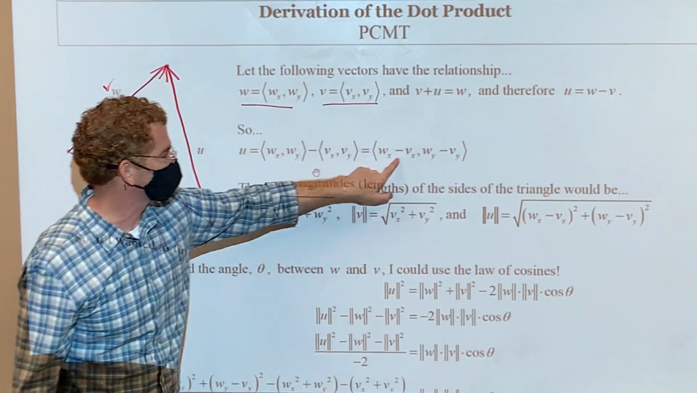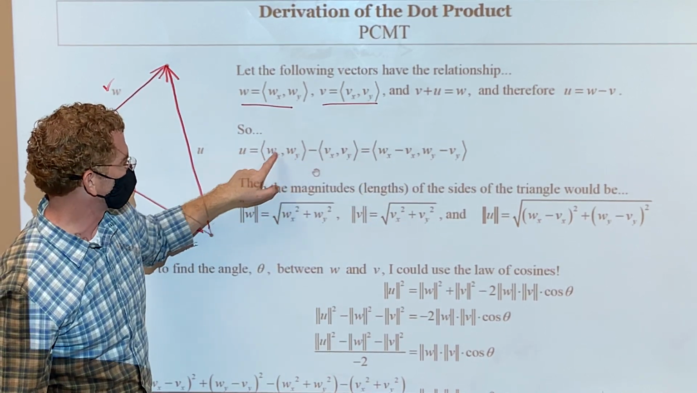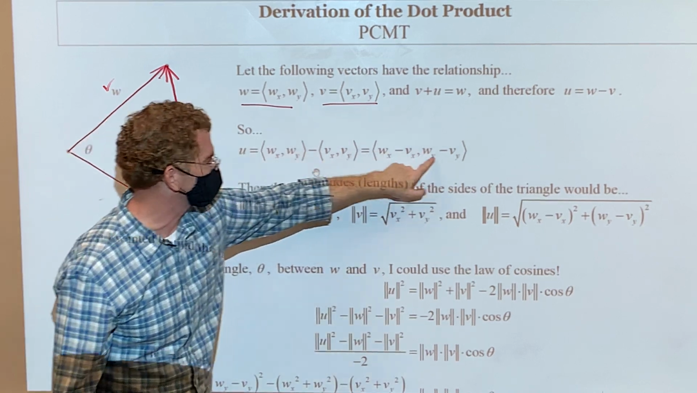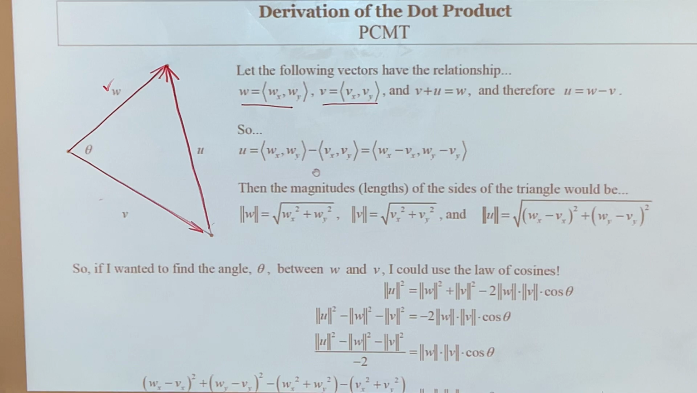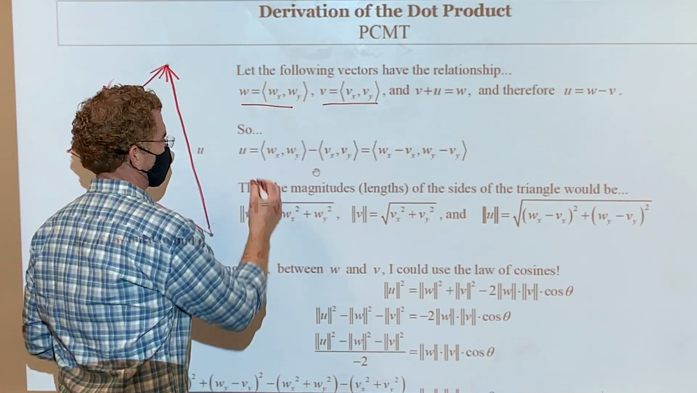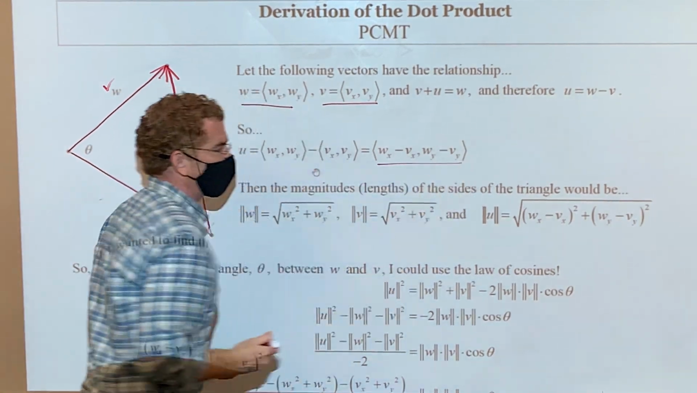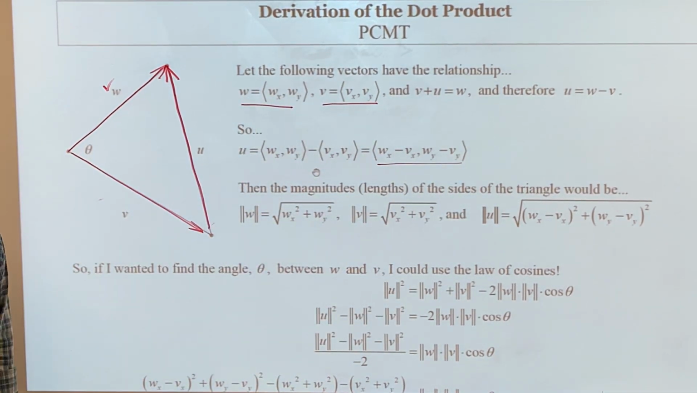X minus X, Y minus Y components, and there is my new U vector. Now here's what I would do to make this fit my narrative in law of cosines. Now that I have vector W, vector V, and vector U, I would have to use law of cosines. And this is where the magic of the dot product happens.